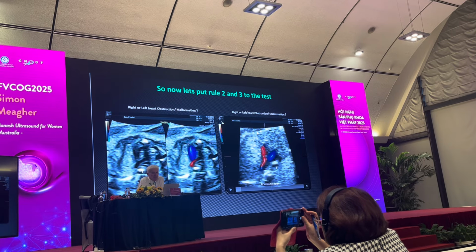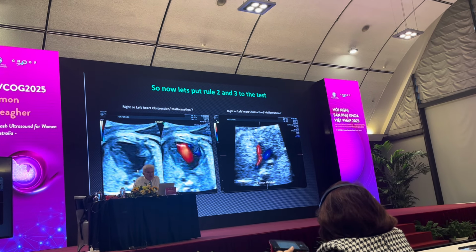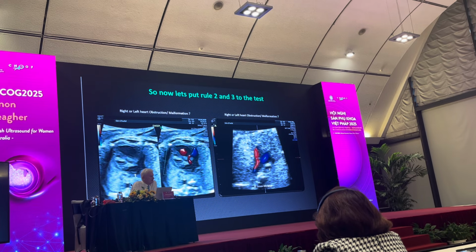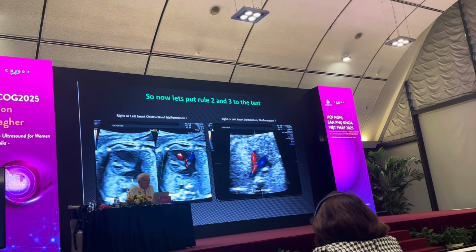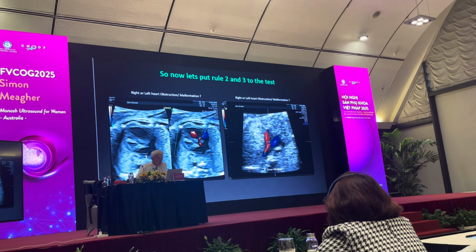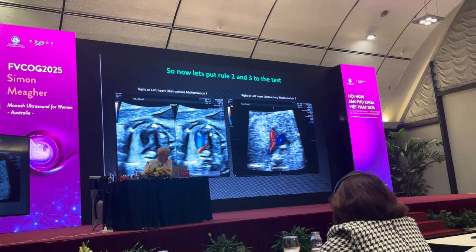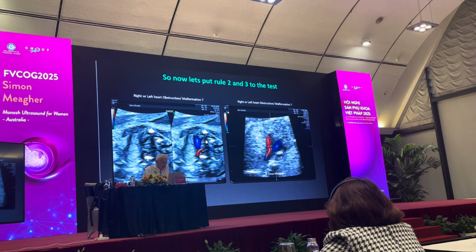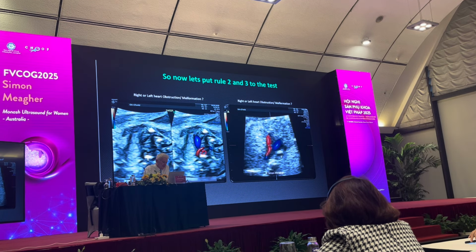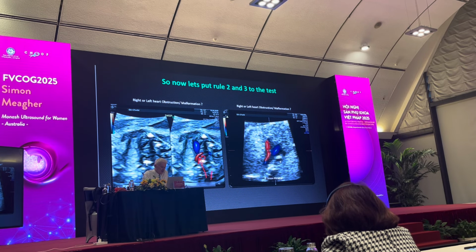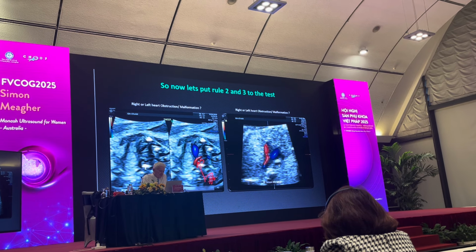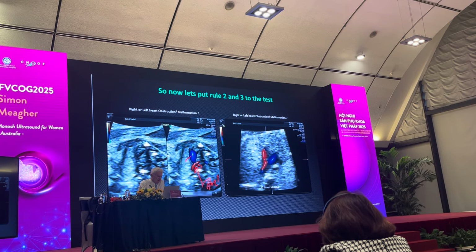You say to me, Simon, you have not shown me the 4-chamber view of the heart. How can I tell you? Because I've given you 3 rules. The first rule is, when you look at this case, the vessel that's closest to the trachea is the transverse aortic arch. So that is the aorta. And this is the pulmonary artery.